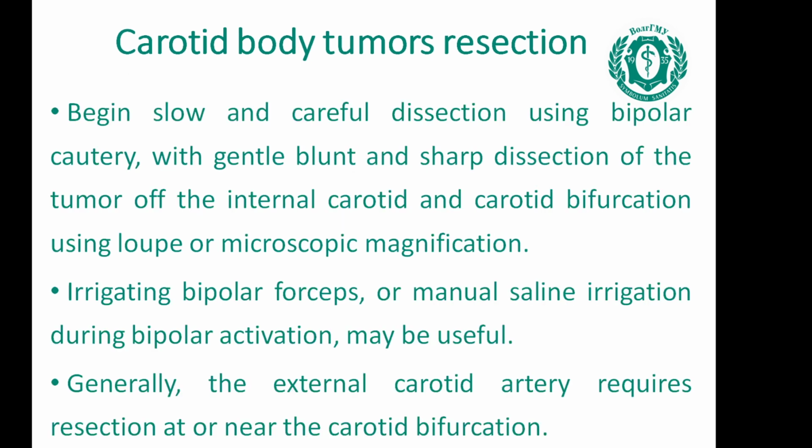Begin slow and careful dissection using bipolar cautery with gentle, blunt, and sharp dissection of the tumor off the internal carotid and carotid bifurcation using loupe or microscopic magnification. Irrigating bipolar forceps or manual saline irrigation during bipolar activation may be useful. Generally, the external carotid artery requires resection at or near the carotid bifurcation.